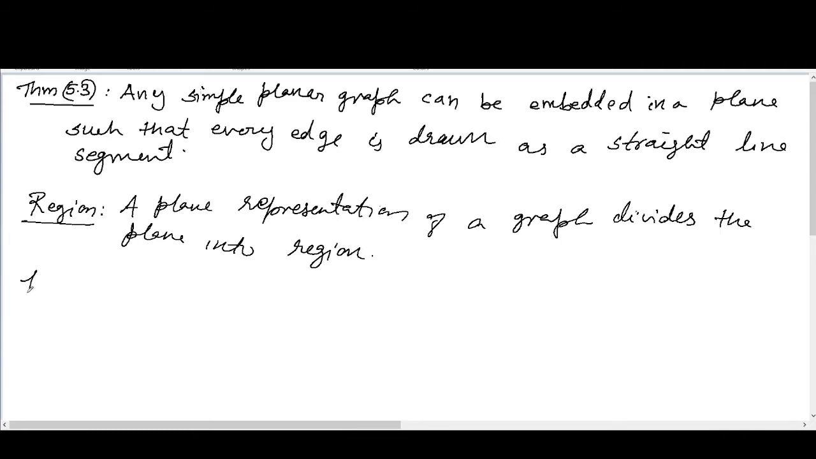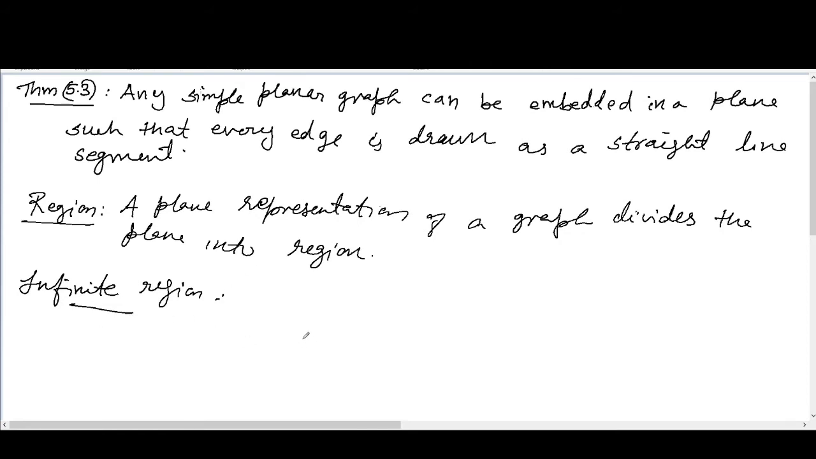Next, what is meant by an infinite region? The portion of the plane lying outside a graph embedded in a plane is infinite in its extent. Such a region is called infinite, unbounded, outer or exterior region for that particular plane representation.